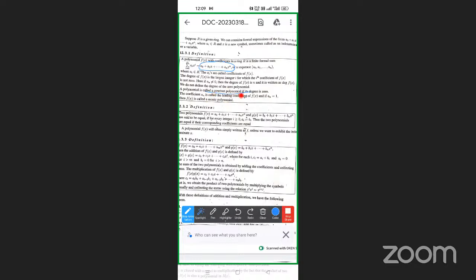A constant polynomial is nothing but, like, f of x equals some constant such as 2, 3, or 4. A constant term is nothing but x power 0. So these are the constant polynomials. F of x equals 2 into x power 0, which is 1, so f of x equals 2. These are called constant polynomials.